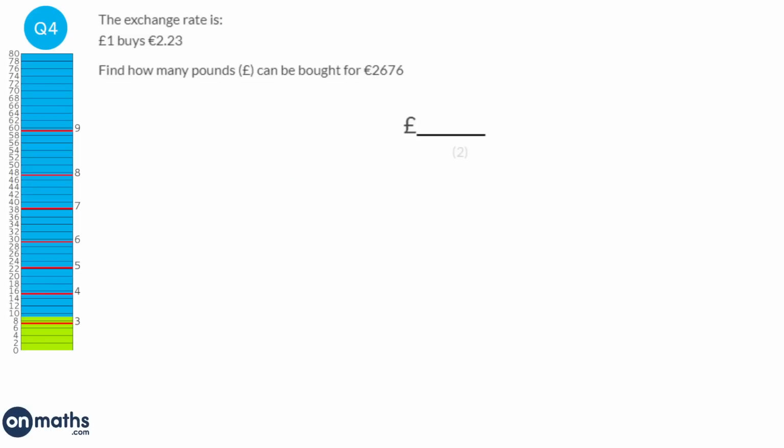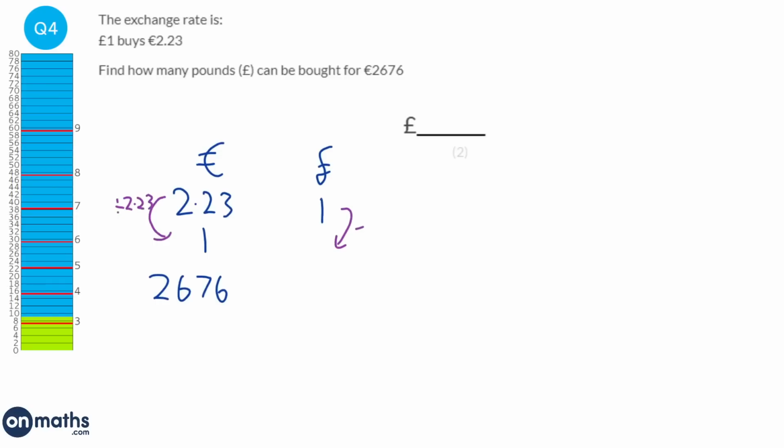In this question we've got euros and we've got pounds, and we're told that £1 is 2.23 euros. And we're trying to understand what 2,676 euros is in pounds. We're going to do that by finding out what €1 is and then finding out how much 2,676 are. So to get from 2.23 to 1, we divide by 2.23, and we're going to do that on both sides.